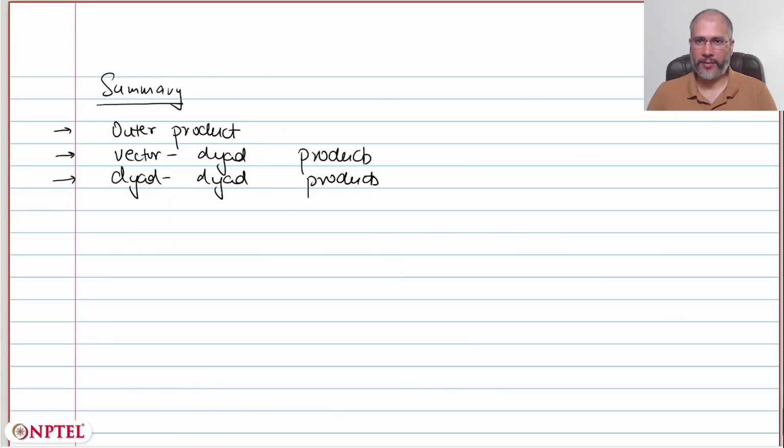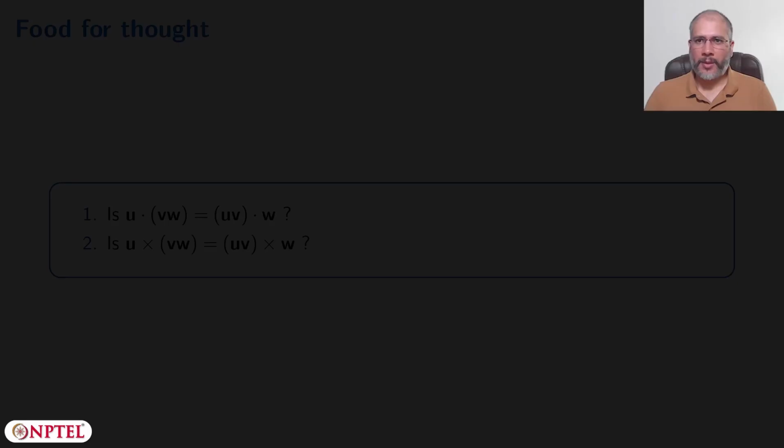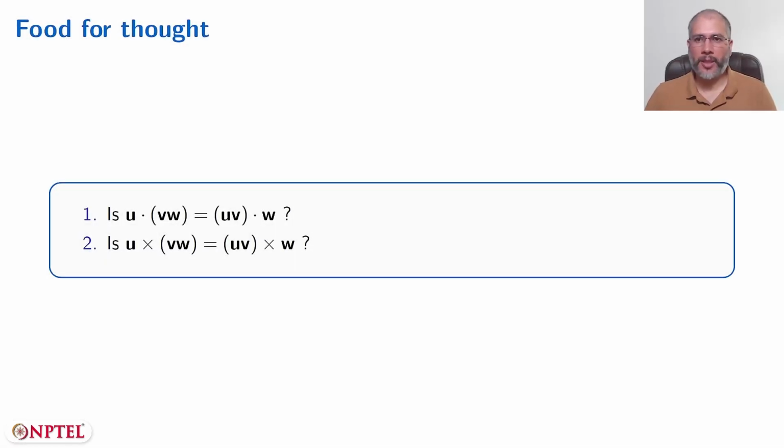So that is the end of this lecture. Let's have a look at some food for thought. The first question for you to think about is: is the dot product between the vector u and the dyad vw the same as the dyad uv dotted with w? This is where we test the associativity. Is that true or not? You will have to think about it. In fact, you can expand this using indicial notation, take the dot between adjacent terms and see what you get as an output, and compare that with what we got today.